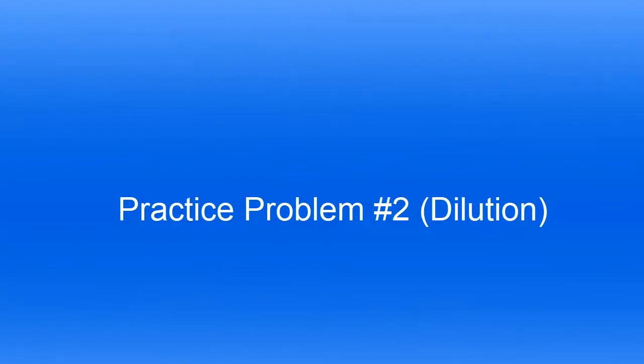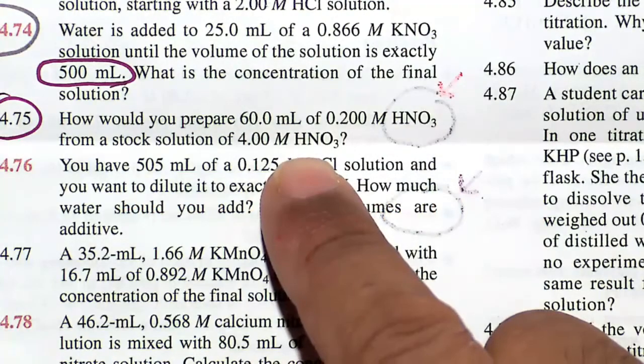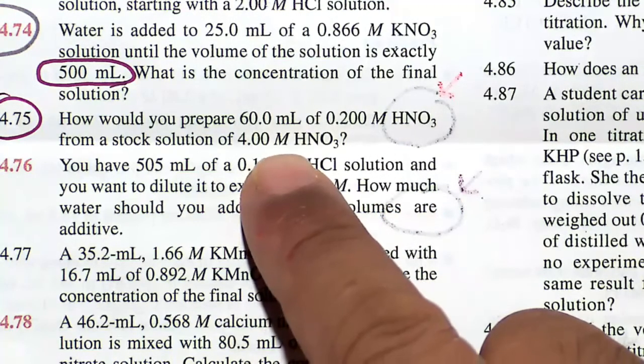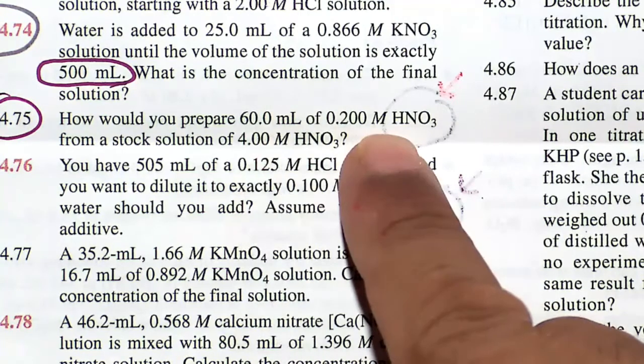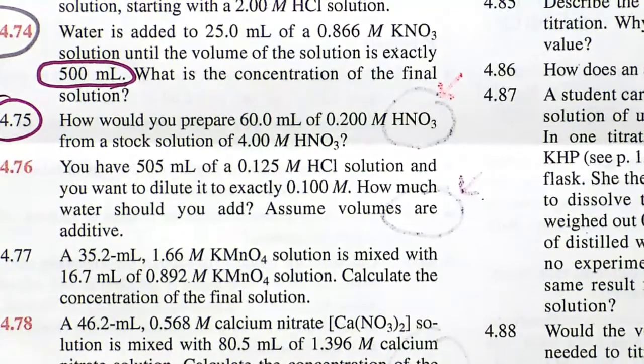All right, how would you prepare 60 ml of a 0.20 molar HNO3 from a stock solution of 4 molar? So we have 4 molar. We want to make 60 ml of a 0.20 molar. This is also pretty easy. Let's go ahead and attack this problem.